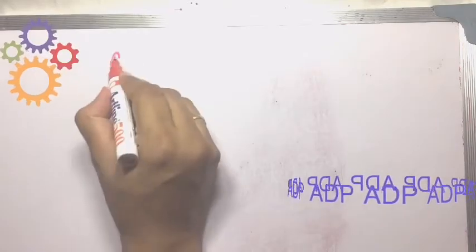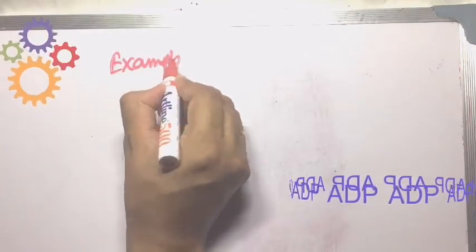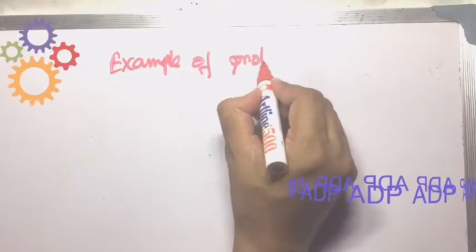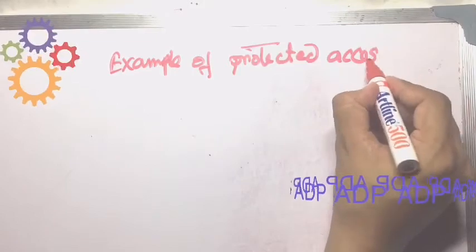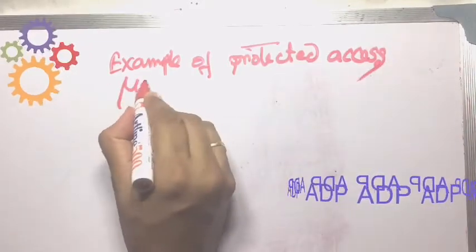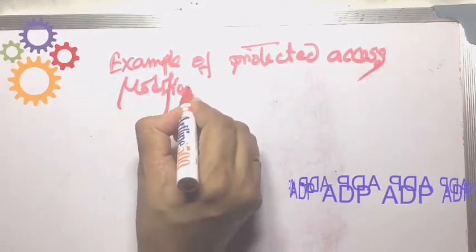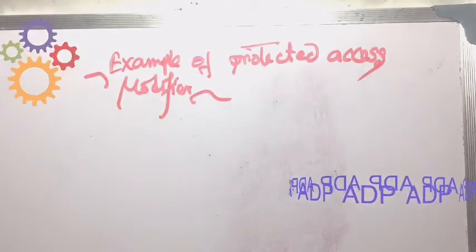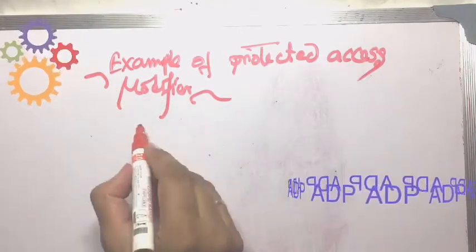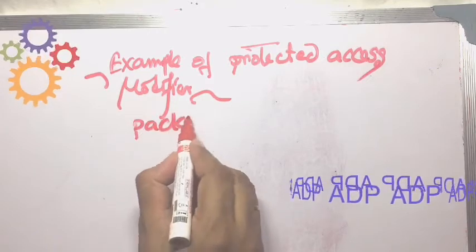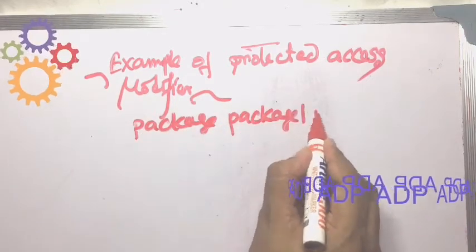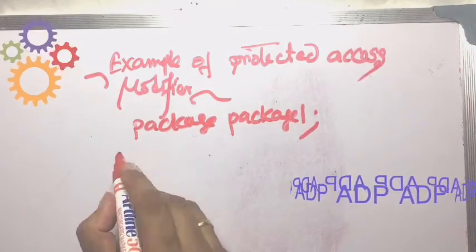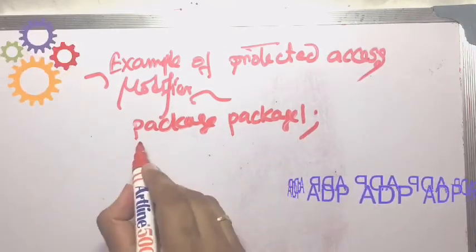Now the example of protected access modifier. Example of protected access modifier. Suppose the package name is package 1. You can use any package name.